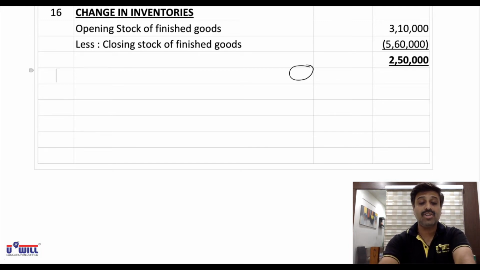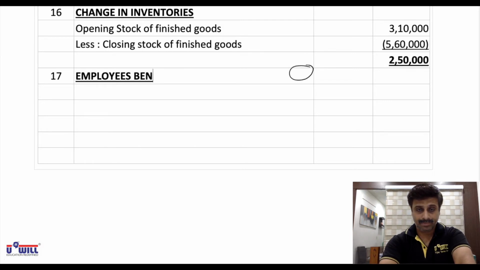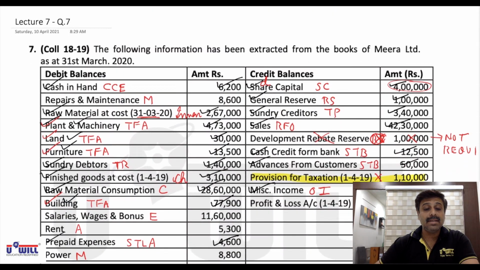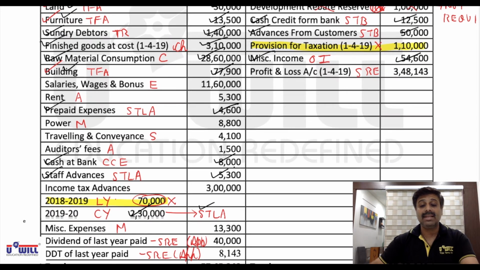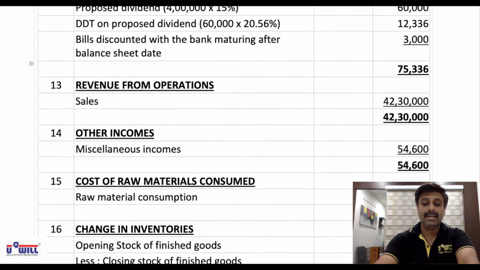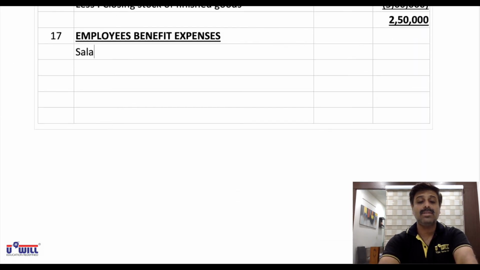Then after change in inventories, we will have employee benefit expenses. E-marked items, that is salaries, wages and bonus, 11,60,000. Only one item is there. Salaries, wages and bonus, and that itself will become the total.